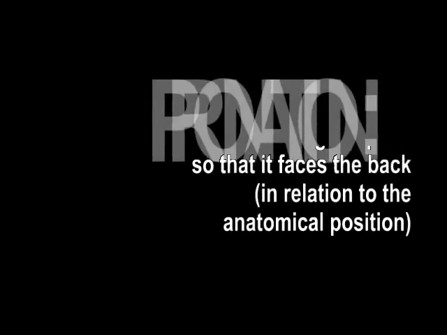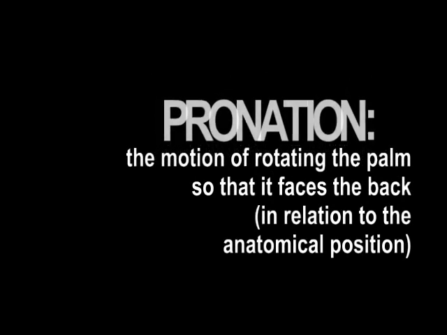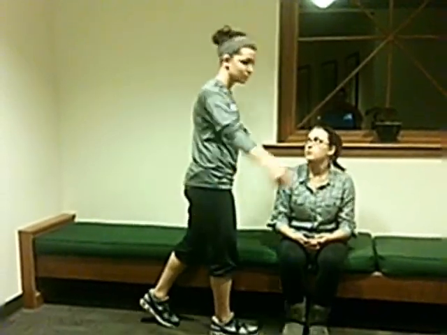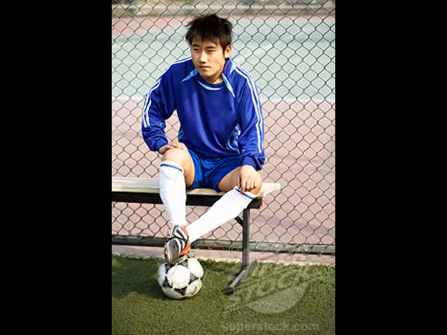Pronation is the motion of rotating the palm from facing front to facing back. For example, when Coach Alexander calls for number 12 to get out onto the field, they must jump up from the bench and rush to the field, and the player must turn their palms back to push themselves off the bench.